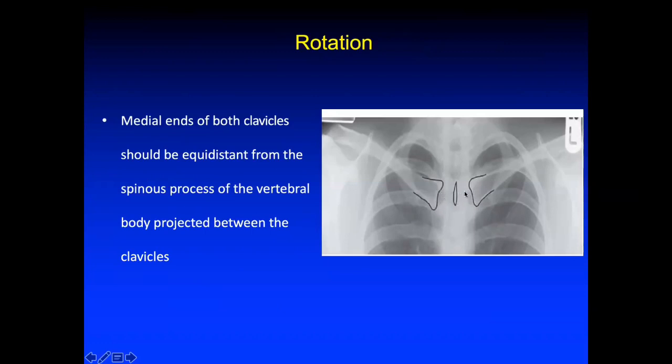So here you can see clearly the spinous process of this vertebra. Normally, when the film is not rotated, the distance between the medial end of the clavicle and the spinous process on both sides is equidistant. So medial end of both clavicles should be equidistant from the spinous process of the vertebral body projected between the clavicles. This is the normal position. There is no rotation present.